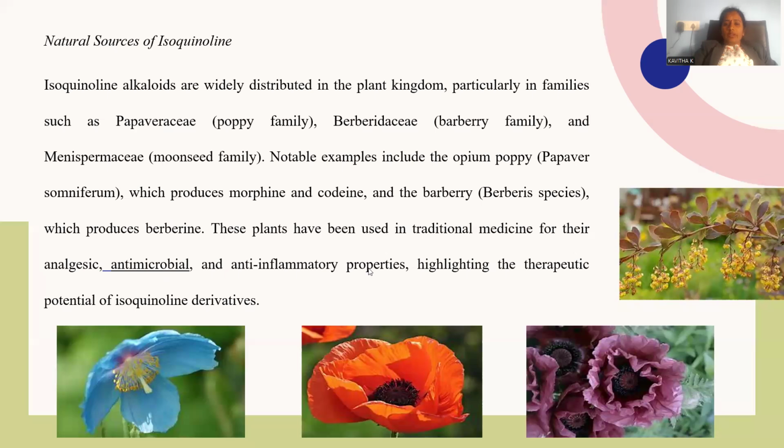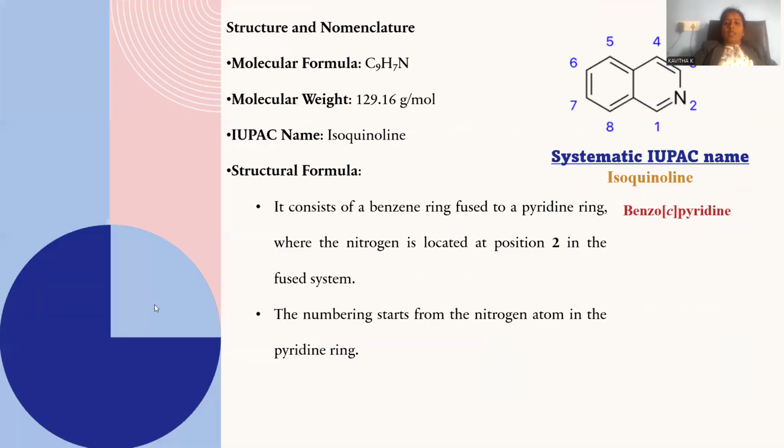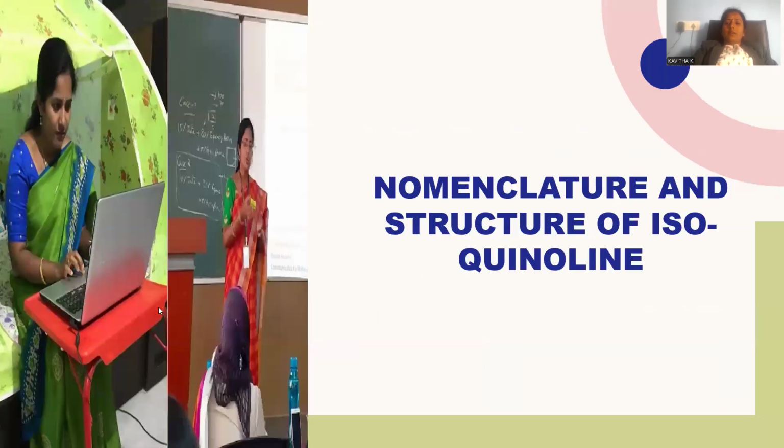Anti-inflammatory properties are also incorporated. Inflammations can be better regulated by means of this, highlighting the therapeutic potential of isoquinoline derivatives. So many medicinal applications are available for this isoquinoline compound. That's the reason why the compound is said to be more significant in the market, and why we are stressing this isoquinoline discussion, right? So the session is going to continue with the nomenclature and the structure of isoquinoline.